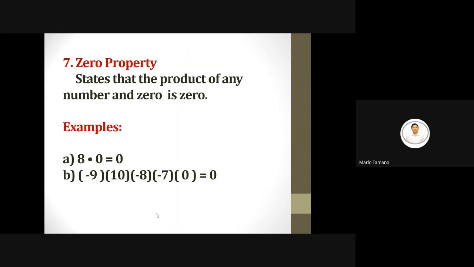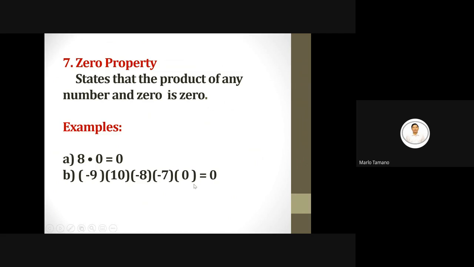Now, number 7, I think this will be the last property of integers. Zero property states that the product of any number and 0 is 0. Example, letter A, 8 times 0 is 0. Ito po yung any number multiplied by 0 is equal to 0. So letter B, negative 9 times 10 times negative 8 times negative 7 times negative 7 times 0 sa bandang huli, that is 0. Okay? So the clue here, you have to check if there are 0 factor or if there are 0 or whole number given, which is 0.